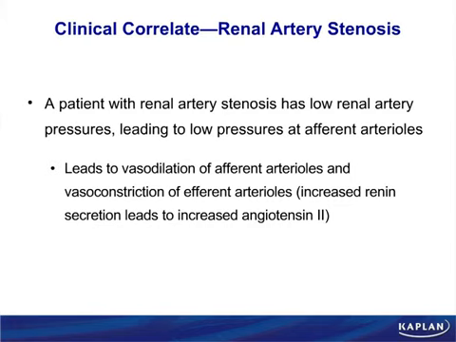Here's a high-yield clinical correlation that Step 1 loves to go after. They love to go after renal artery stenosis. Here's what happens. Renal artery stenosis: there is low renal artery pressure, leading to low flow states at the afferent arterioles. This will lead to vasodilation of the afferent arterioles, trying to increase renal blood flow and increase renal perfusion and increase GFR, because GFR is low here.